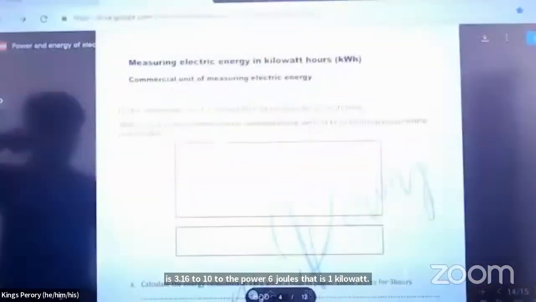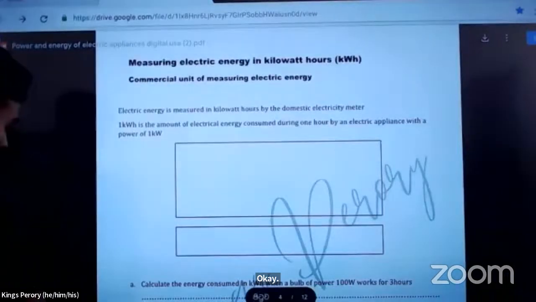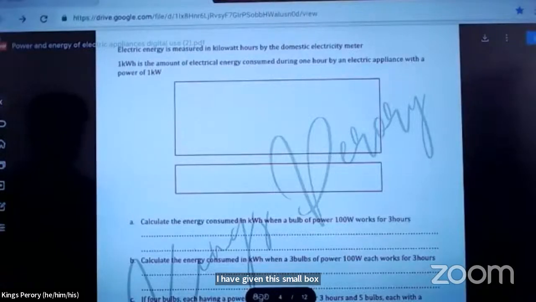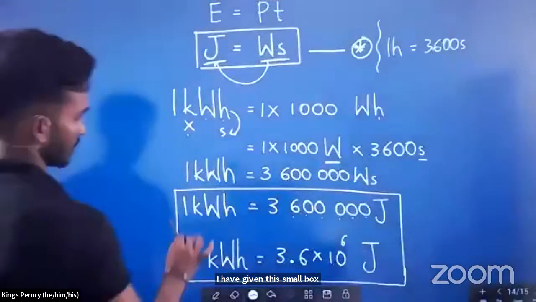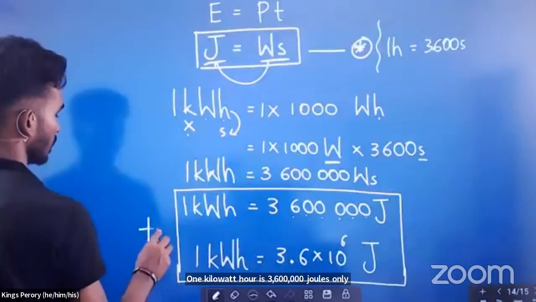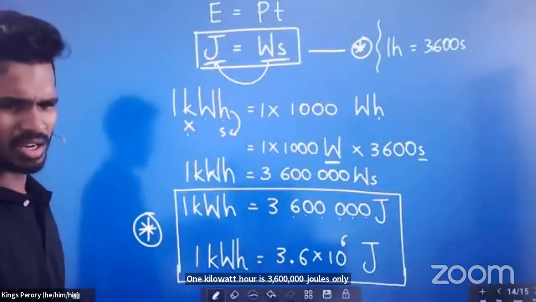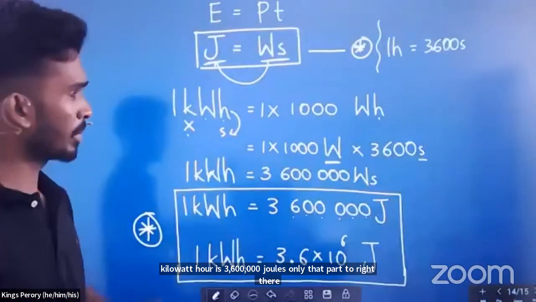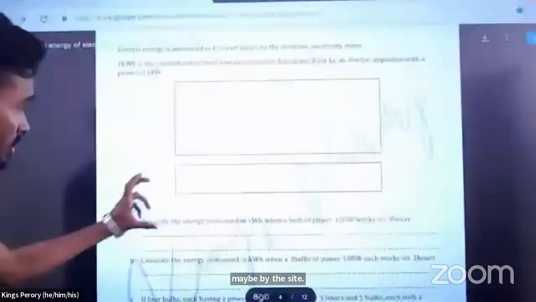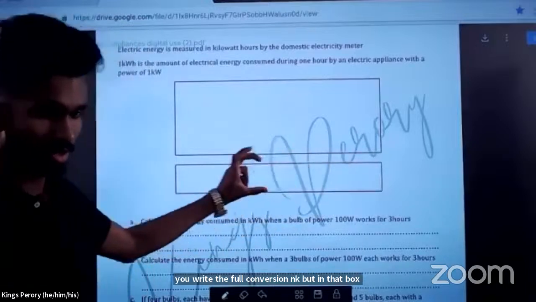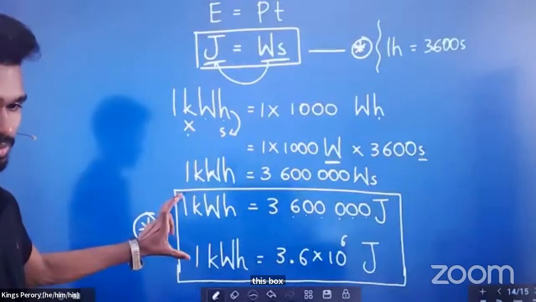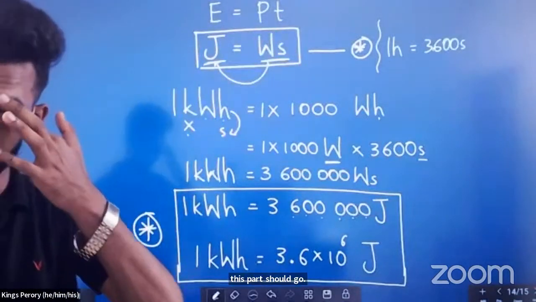Now what is needed here: I have given this small box to write only this part, 1 kilowatt hour is 3,600,000 joules. Only that part goes there. But it's better to write the full conversion, so write the full conversion by the side and keep it, and in this box, only this part should go. Quickly work.